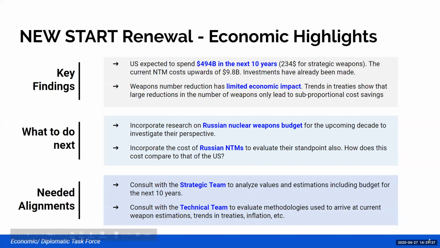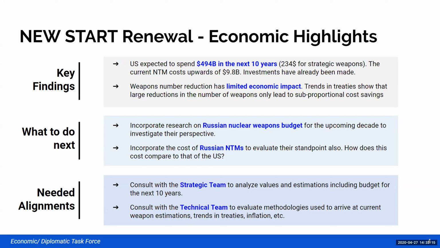Hi everyone, my name is Juhi. So for the renewal, some of our economic key findings are that the US is expected to spend $494 billion in the next 10 years. $234 billion of this 494 is allotted to strategic weapons. And the current national technical means cost upwards of $9.8 billion. So investments have already been made for the upcoming decade. The weapons number reduction has a limited economic impact in that it doesn't really change the cost, since this has already been established for the next 10 years.